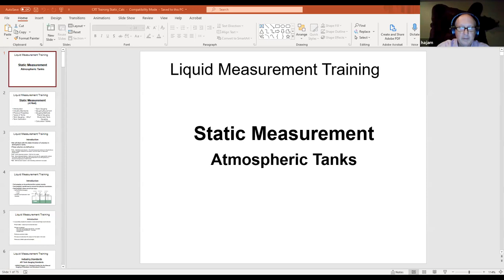Okay, let me go back to, all right, so now we're going to continue on with static measurement of atmospheric tanks. And so I need to go back to the PowerPoint and share my screen. Can you see that?